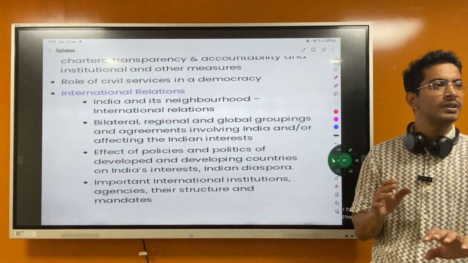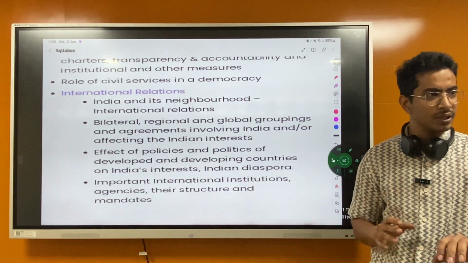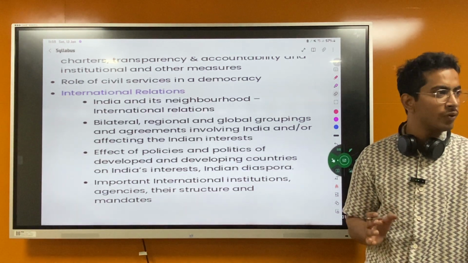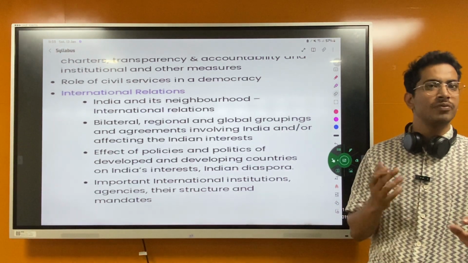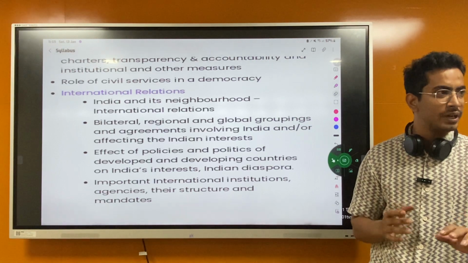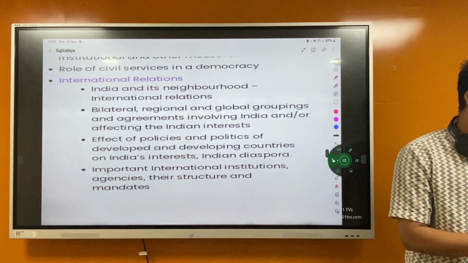Basically, we will be dealing with that because we have economic ties and political ties with all the countries. So it's an interdependent world right now. It's a globalized world. So how does it affect India and how is India coping with all those things? We'll understand. Okay.